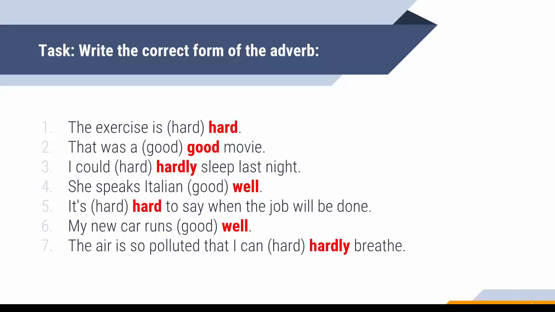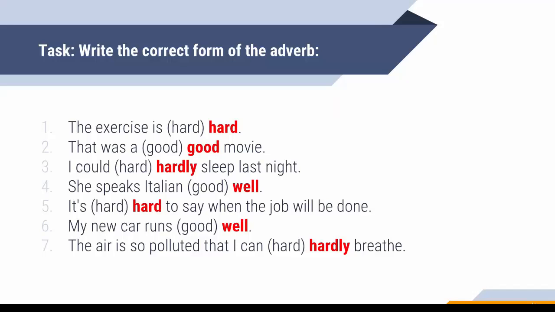Hope it was easy. The exercise is hard. It means the exercise is difficult. That was a good movie. Adjective. That was a good movie. I could hardly sleep last night. Meaning, I almost couldn't sleep. I could hardly sleep. Not hard, but hardly.